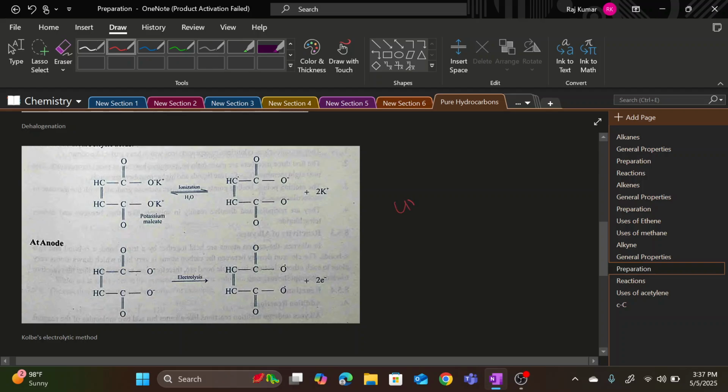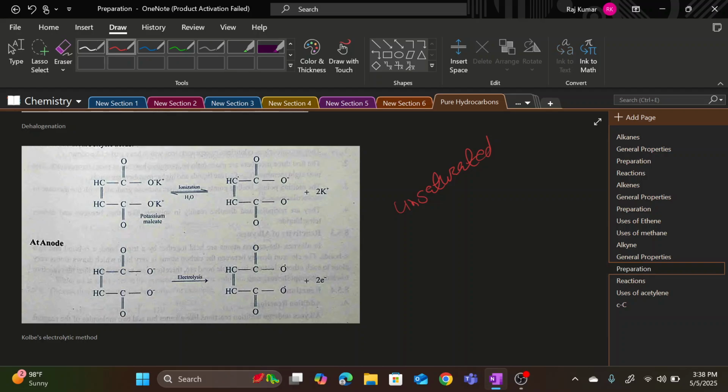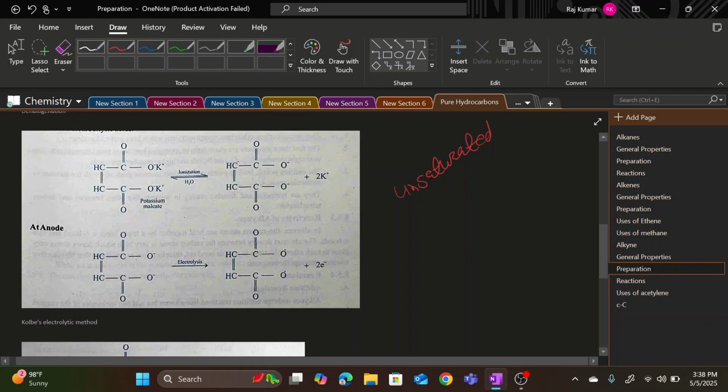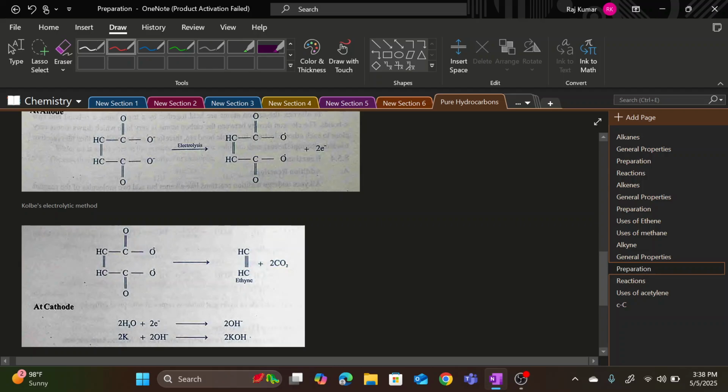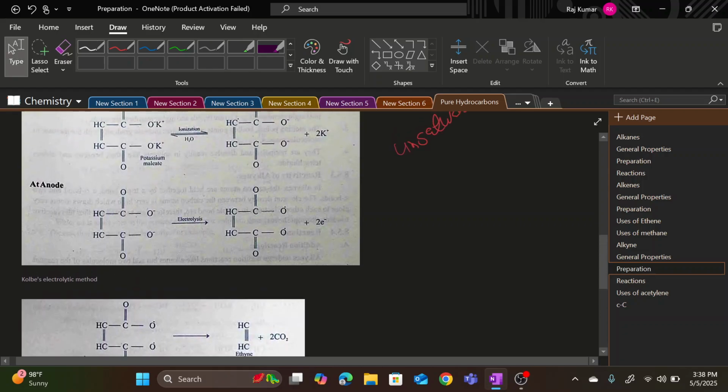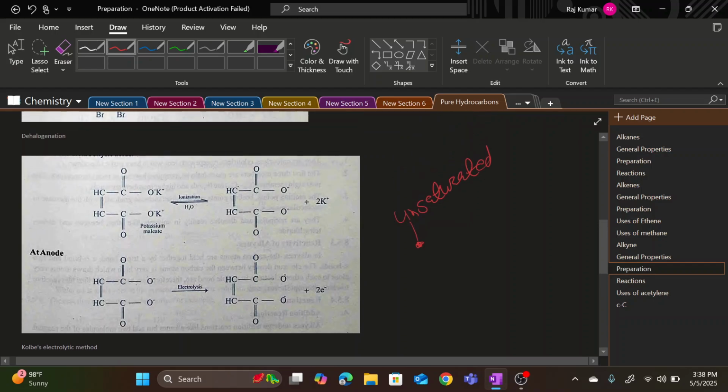When we take unsaturated salts of dicarboxylic acids, then we can actually produce alkynes. At the anode we produce free radicals, and at the cathode we produce hydroxides, which is potassium hydroxide at the cathode, and at the anode it produces the alkyne. An example of an unsaturated dicarboxylic acid involves maleic acid.